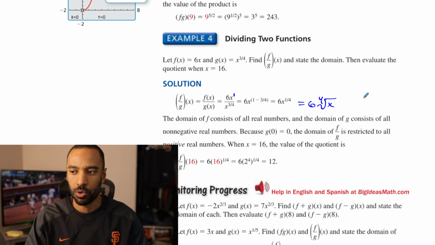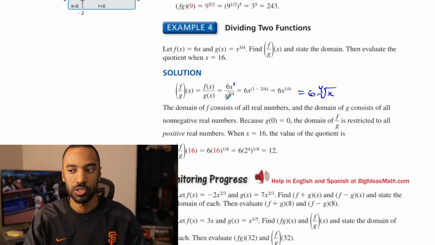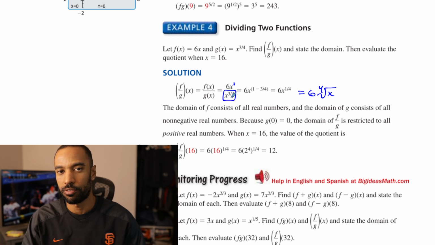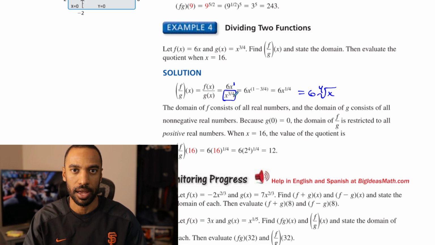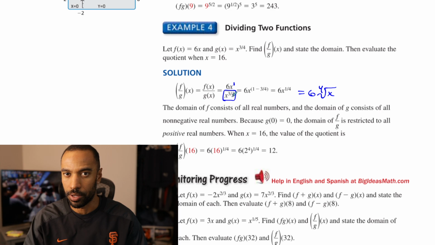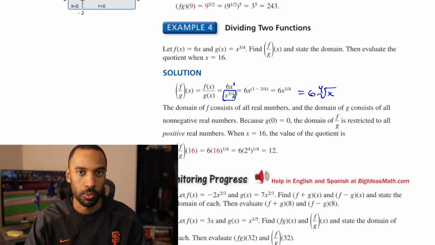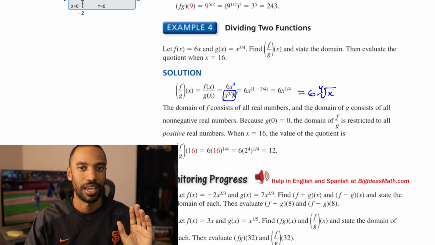Okay. Domain here, once again, non-negative numbers. x also can't equal 0. When you look at the original one right here, if you plug in 0 for x, you'd be dividing by 0, which is not allowed. So now the domain is not just greater than or equal to 0, but greater than 0. All positive numbers only. No non-negatives, and not 0 either.